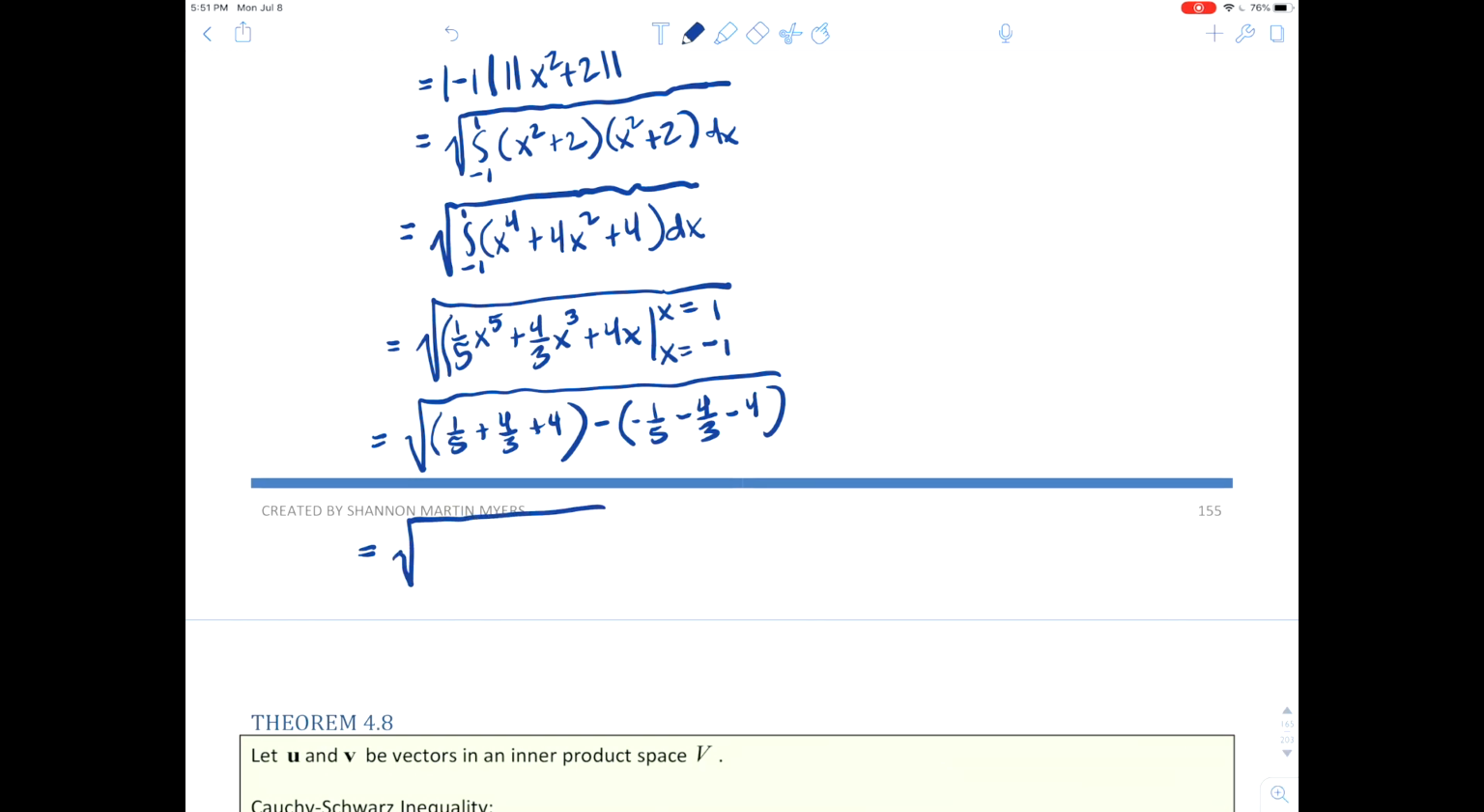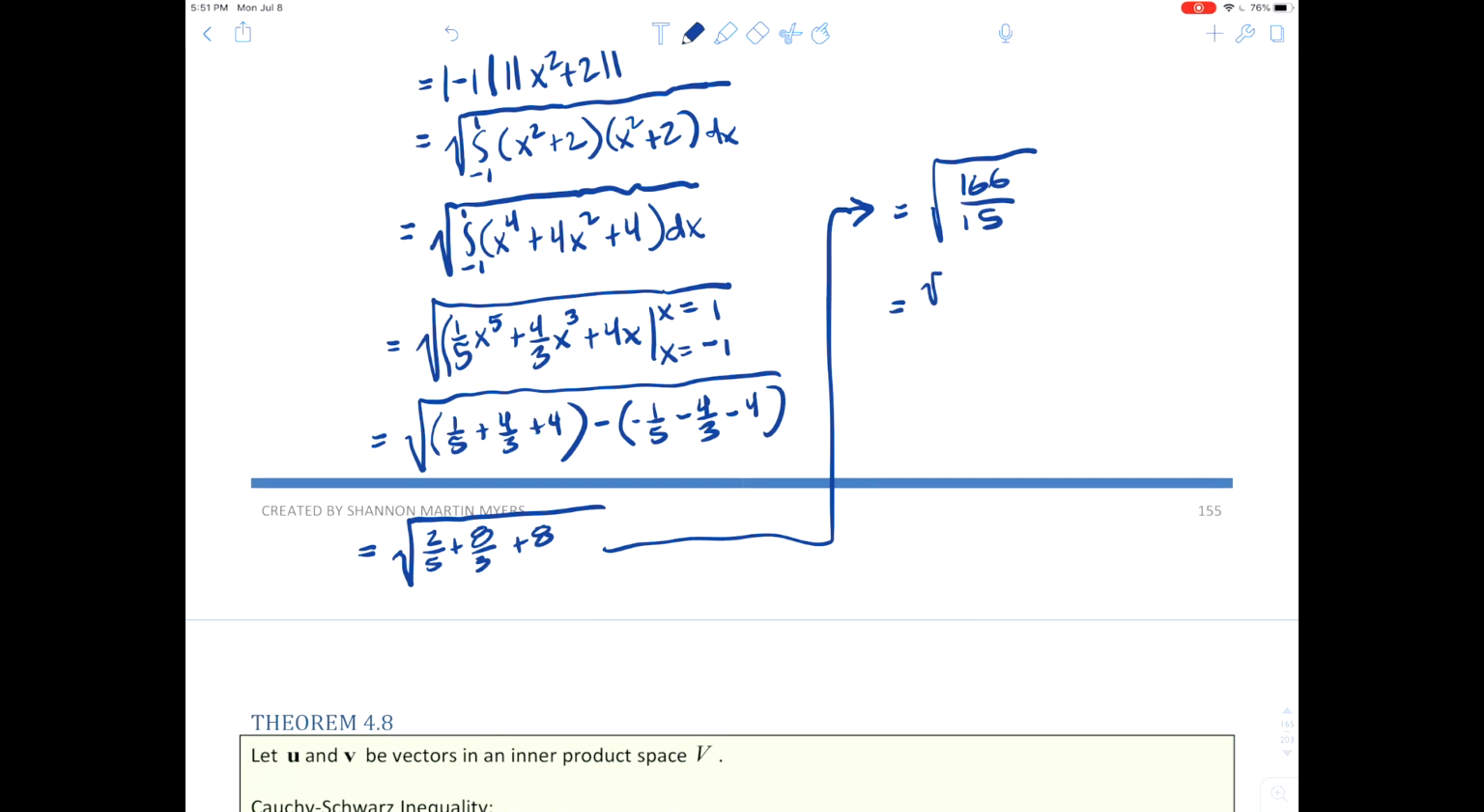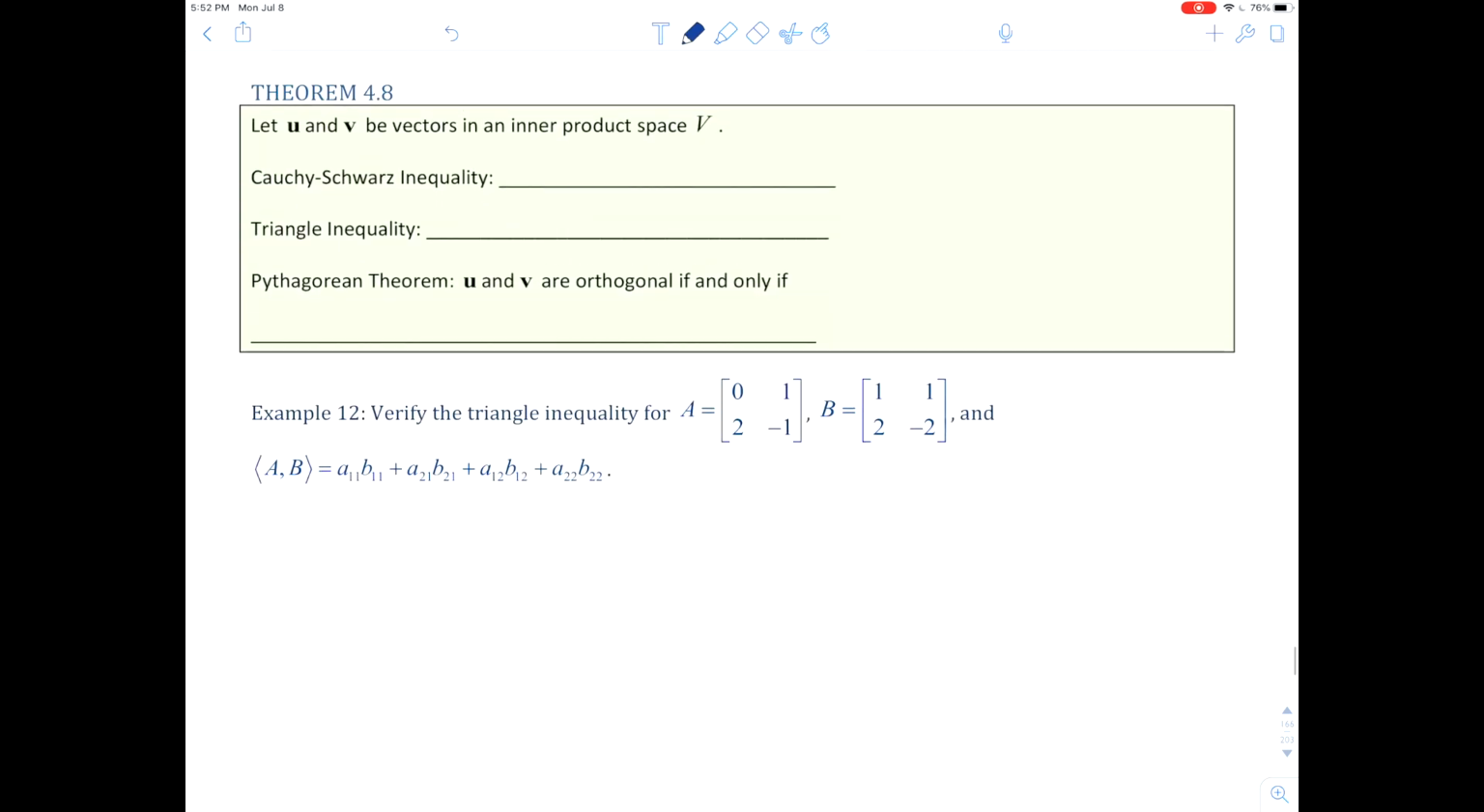So that's going to be the square root of 2/5 plus 8/3 plus 8, which, with a little bit of arithmetic, will give us the square root of 166 over 15. Or if you want to rationalize it, it would be root 2,490 over 15 units. All right. Next up, we have another theorem.